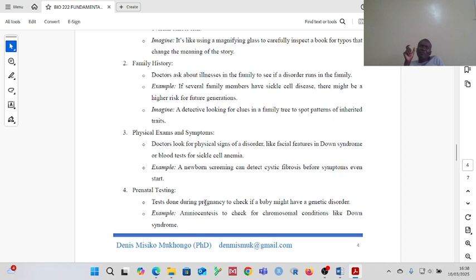The other thing is to look at the physical signs of that particular disorder. Once you have the gene, do you have the signs as a result of having that gene? For example, if you have the gene for Down syndrome, they have to look out for the features of the face, the development, and for sickle cell, the blood tests. So the physical examination: do you portray those symptoms?